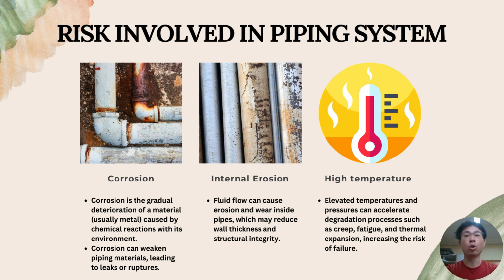The first risk is corrosion. It is a gradual deterioration of a material, which is usually metal, and it is caused by a chemical reaction with its environment. Corrosion can weaken the piping materials, leading to leaks or ruptures.